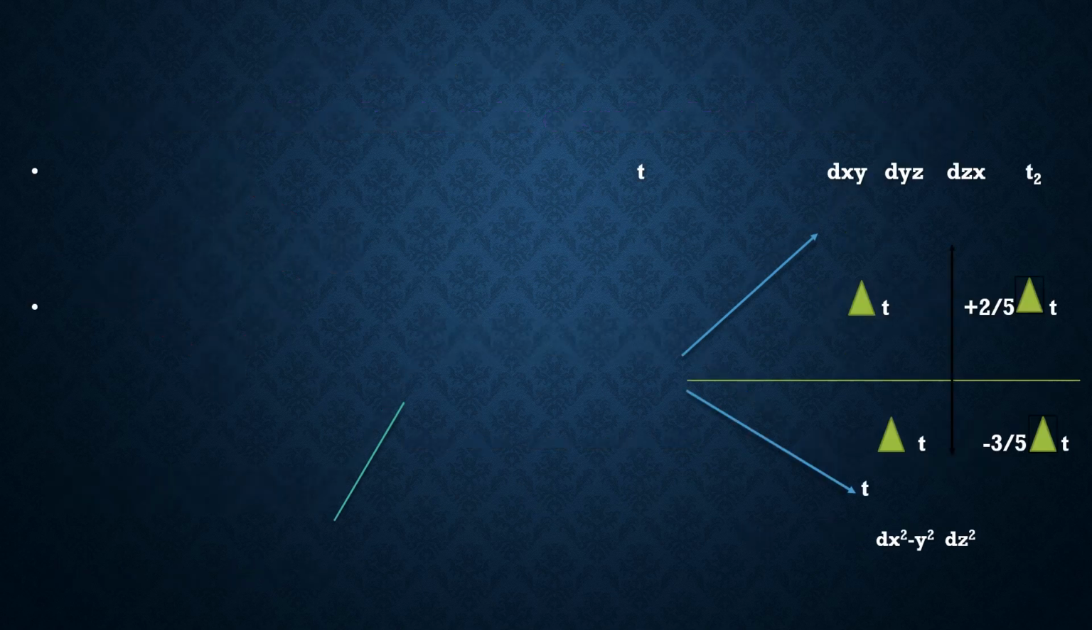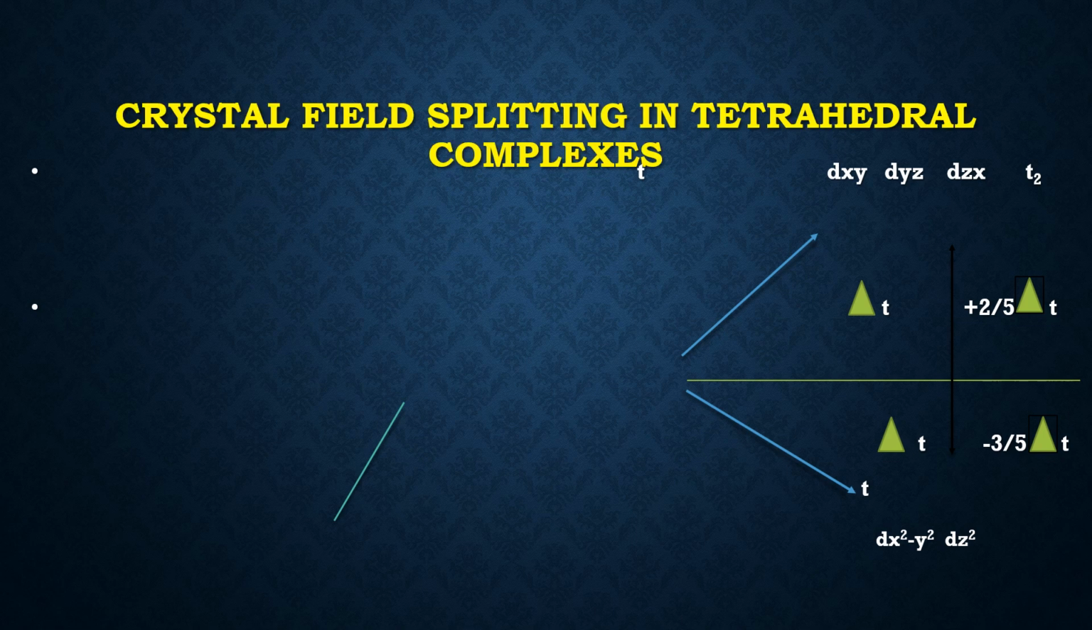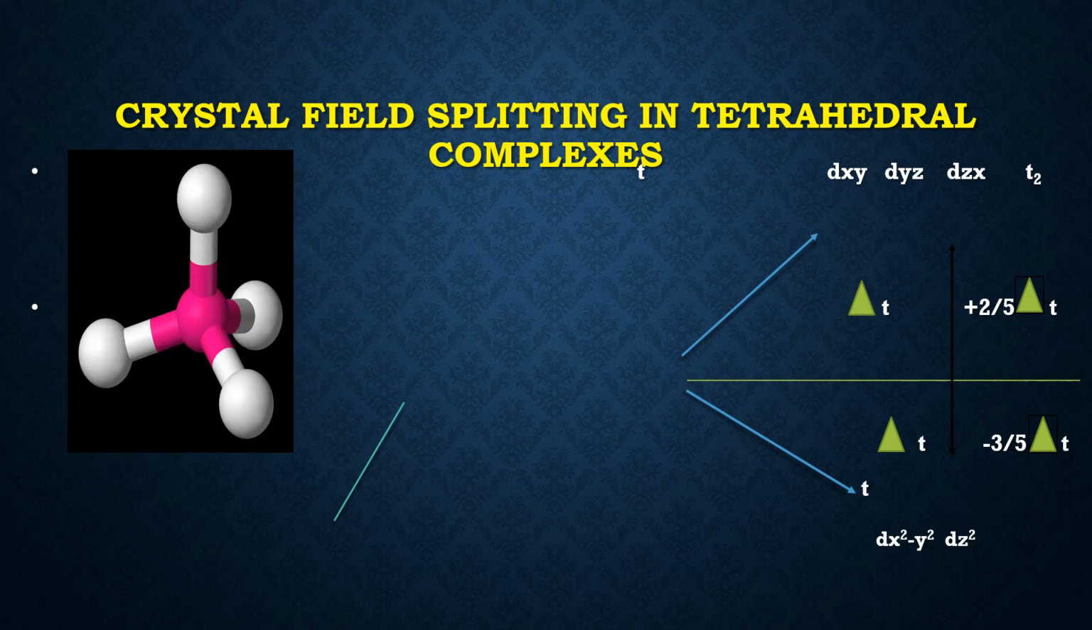In the earlier slide I explained octahedral. Now I'm going to explain tetrahedral complexes. What is the speciality of tetrahedral compared to octahedral? This is the tetrahedral structure. This is the central metal atom. These three ligands are in the same plane, and this one is on the top. Altogether, we say this is a tetrahedral complex.